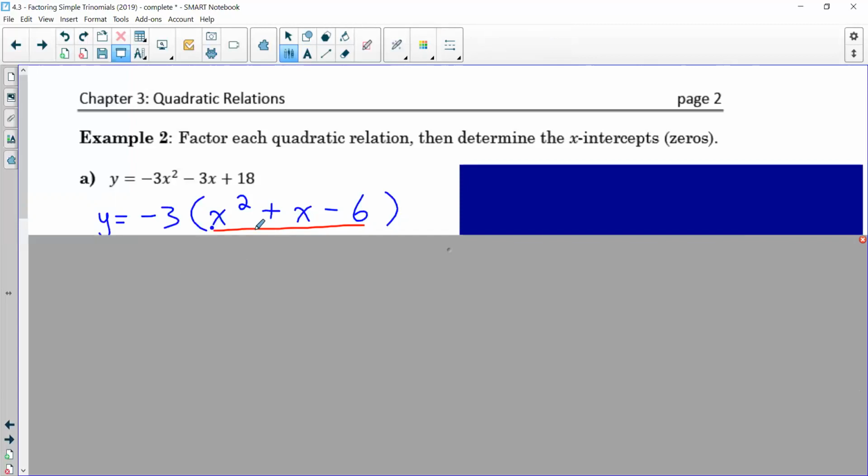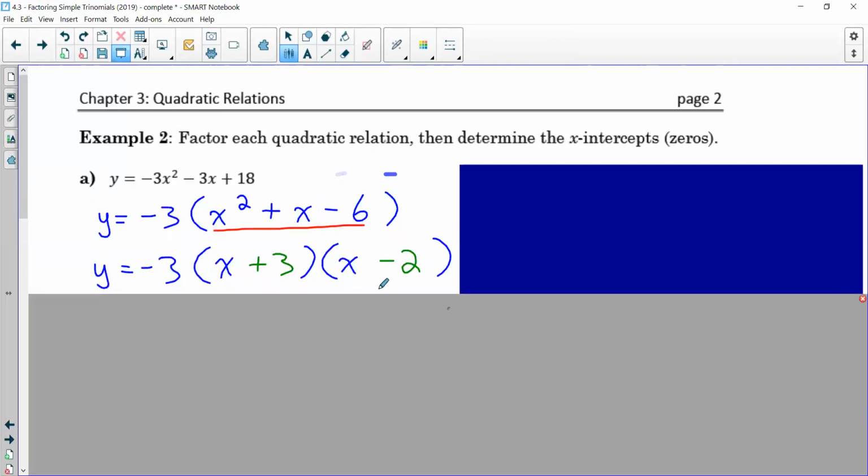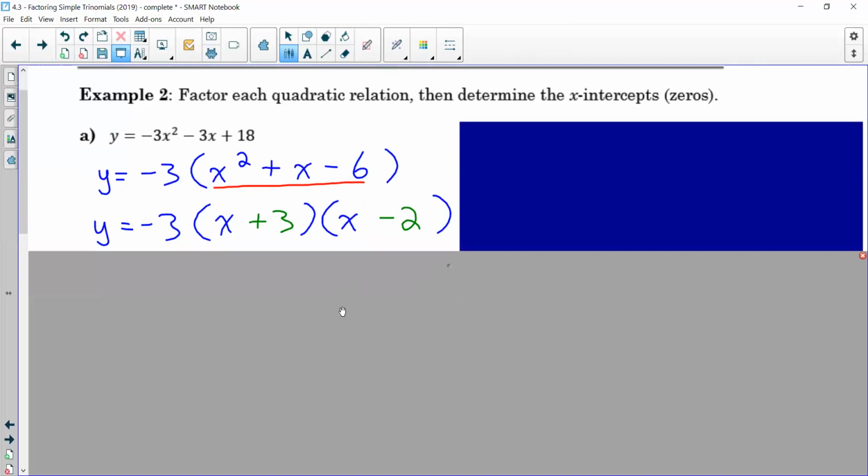Okay, so now we have a trinomial. Can that be factored? Well, let's see. Two numbers that multiply to -6 and add to +1. Does that exist? Well, two numbers that multiply to -6, one of the numbers has to be positive, one of the numbers has to be negative. That's a guarantee. Two numbers multiply to 6, well, it could be 6 and 1, could be 2 and 3. So you can go through a little experimentation. Here I'm just taking some shortcuts.